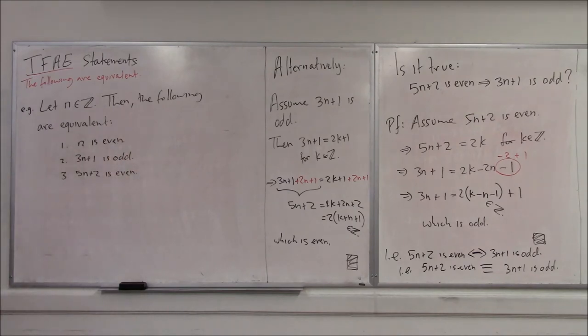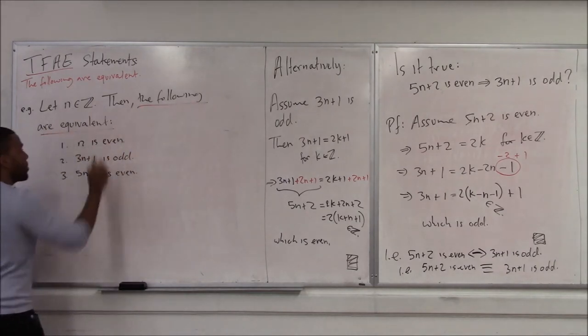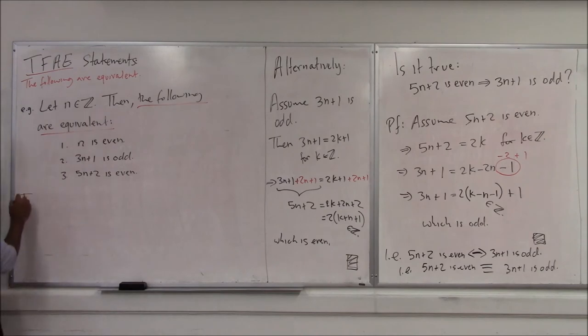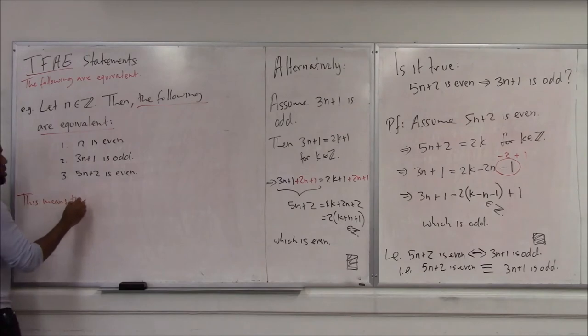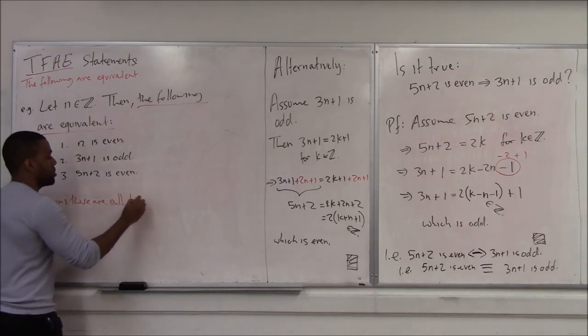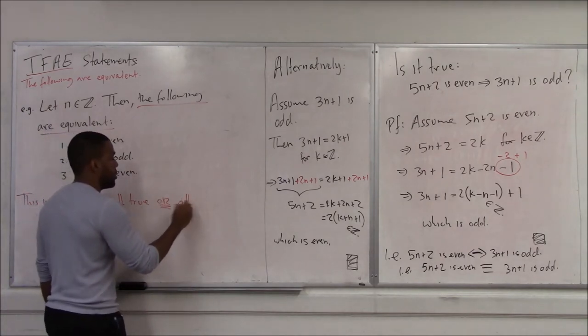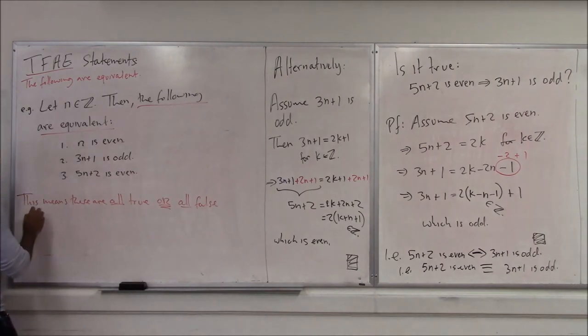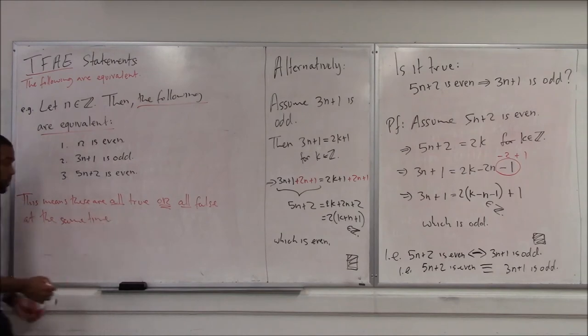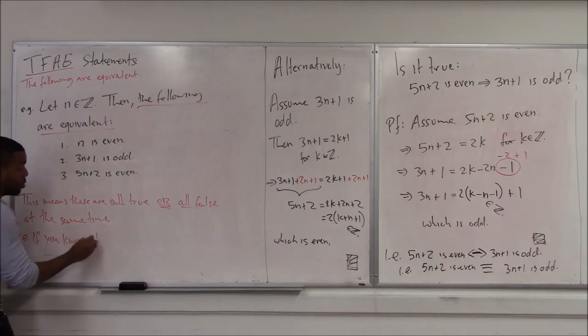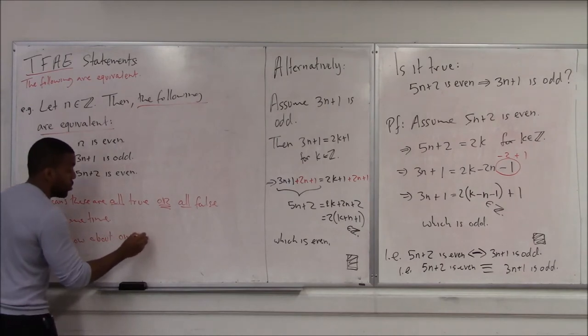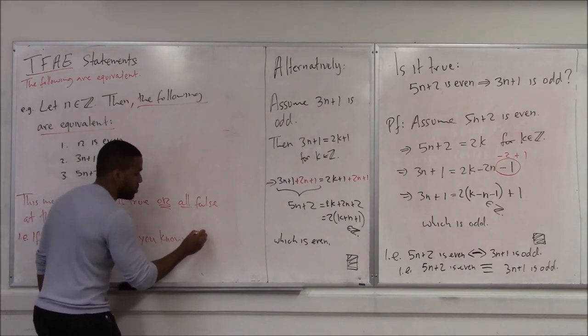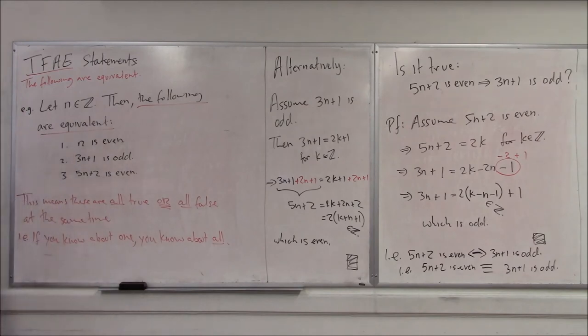Now what this means when you see this phrase, the following are equivalent, right? What that means is these are all true or all false at the same time. Right? They're equivalent in the sense of a truth table, they will have the same truth values in every instance. In other words, i.e., if you know about one, you know about all. Right? So if you know that one of them is true, you automatically know that all the others are true. Right? They'll all be equivalent at the same time.